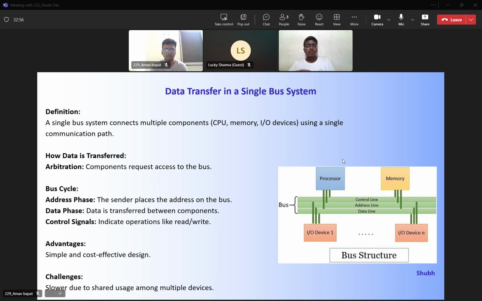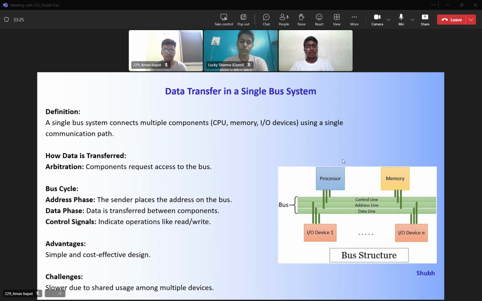So what are the advantages? The advantage of using a single bus system is that it is simple and cost effective. It reduces the complexity of having multiple communication paths. Challenges: however, it has limitations. Since all devices share the same bus, it can become a bottleneck. Imagine a highway jam where everyone is waiting their turn. That's similar to how devices queue up to use the bus.